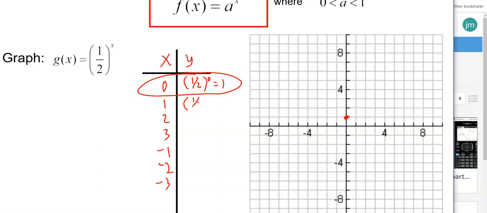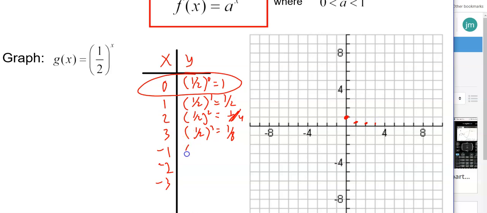So let's see, 1/2 to the power of 1 is, well, 1/2. Ooh, so 1 comma 1/2 looks like it's getting smaller as x increases. So 1/2 to the second would be 1/2 times 1/2, which is 1/4. So it's getting smaller there. This would be 1/2 to the third power, which is 1/8, which is even smaller. It's getting super small there.